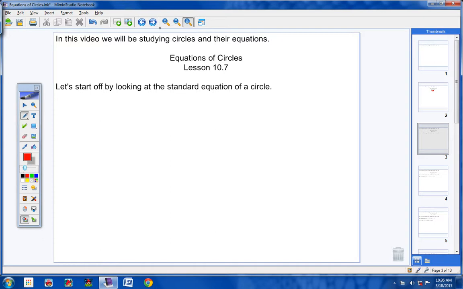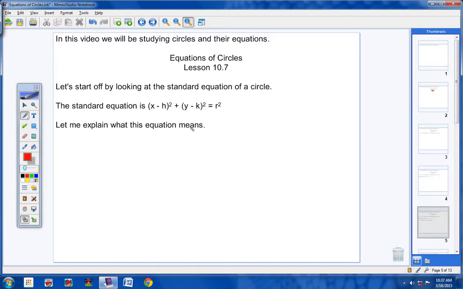Let's go ahead and start off by looking at the standard equation of a circle. You will want to write this model down. It's very important that you know this, memorize it, and are able to use it. Here's the model. (x minus h) squared plus (y minus k) squared equals r squared. Please copy that down. I'll pause here just a second while you copy that down. (x minus h) squared plus (y minus k) squared equals r squared.